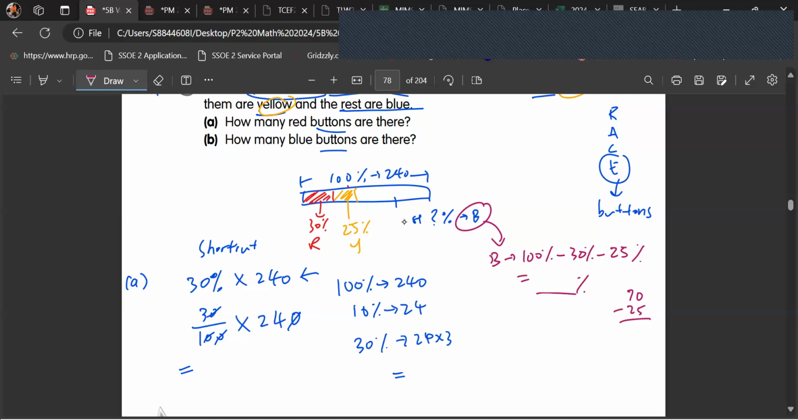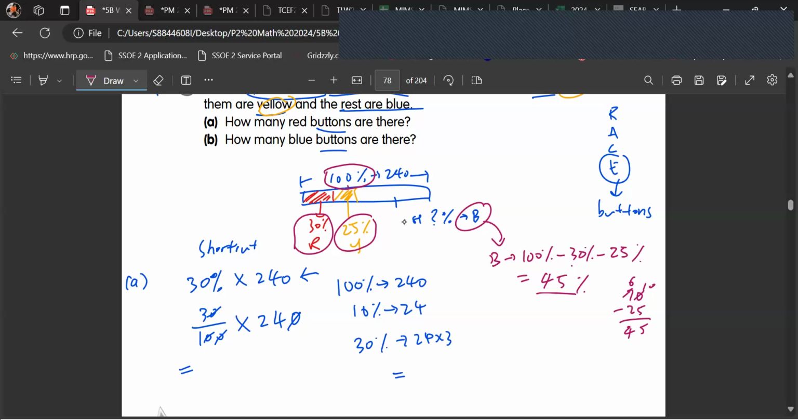100% minus red, 100%, the whole thing, right? Minus the rate, 70%. Minus 35. Minus 35, 10, 5, 6. 45 lah. 45%. 70% is yellow and blue.